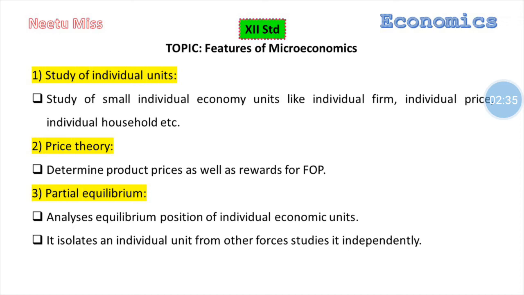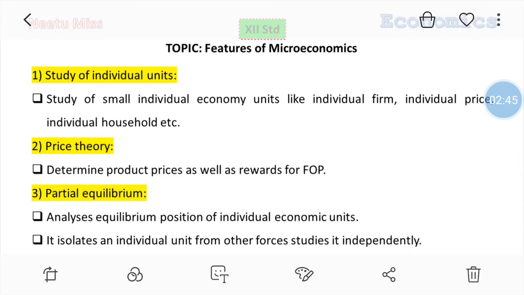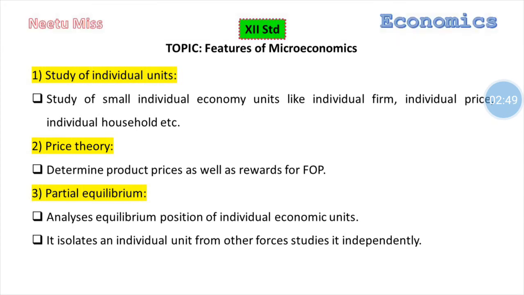Third is partial equilibrium. Partial equilibrium means microeconomics analyzes the equilibrium position of an individual economic unit. It means microeconomics fixes the position of a single unit in an economy. It isolates, that is, it separates the individual unit from other forces and studies that individual unit in detail, independently.